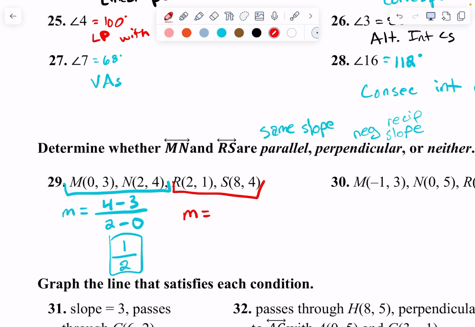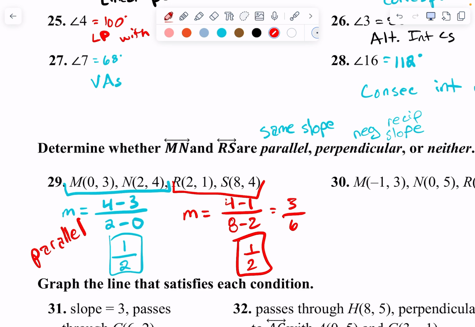Okay. RS. Carson, are you writing this down? Simon, are you writing this down? Y2 minus Y1. RS. 4 minus 1 is 3. 8 minus 2 is 6. That is 1/2. They are parallel. Okay, you start the other one. I'll give you 30 seconds and then I'll go.